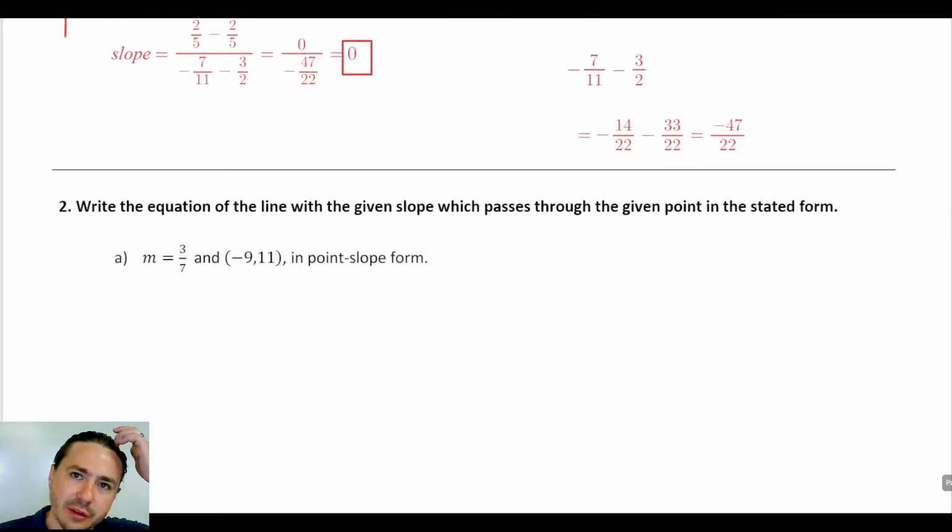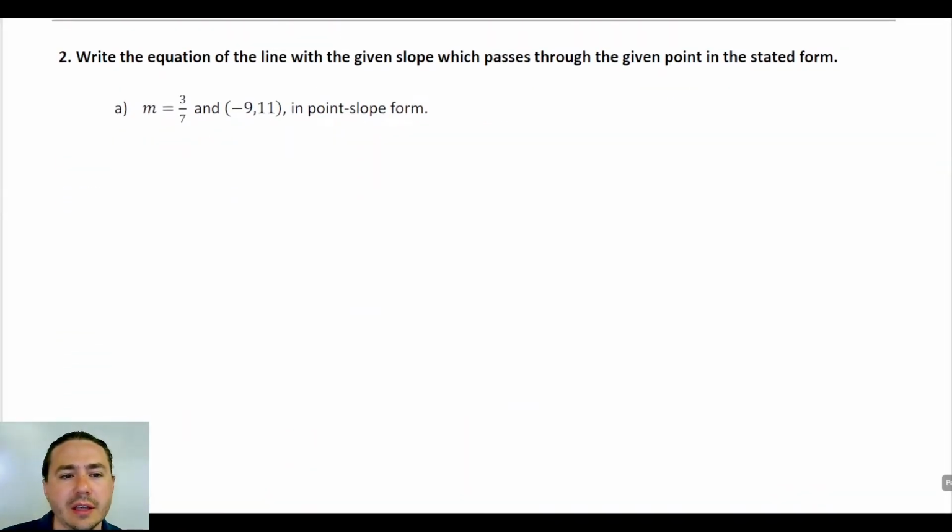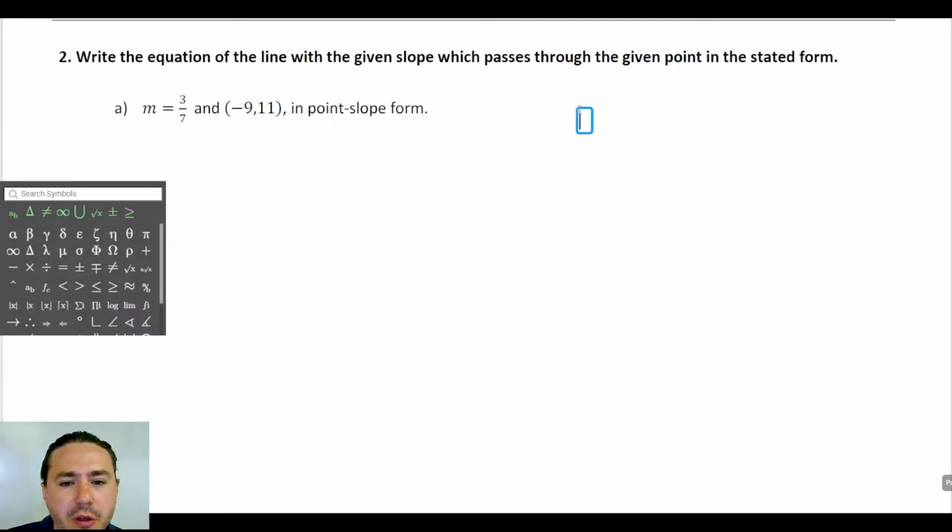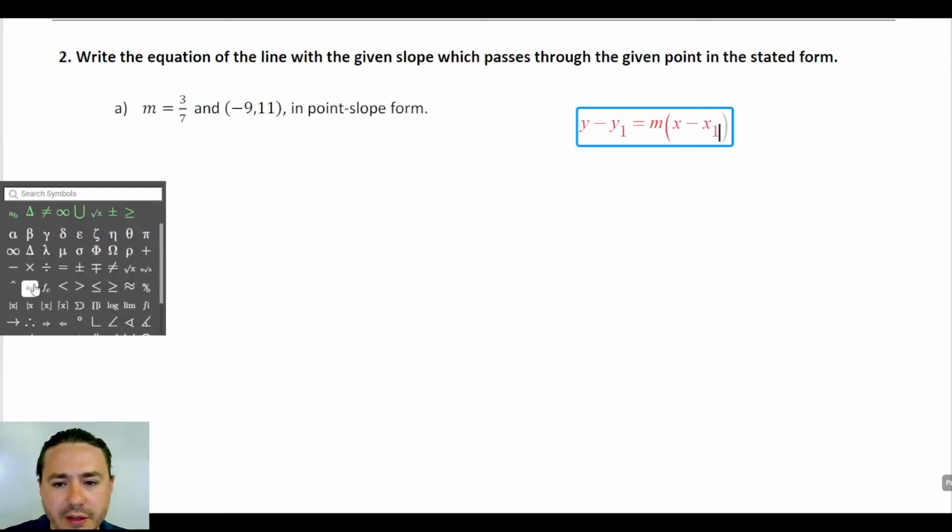This next section is going to be asking us to write the equation of the line in the specified form. Looks like point-slope form, given these different requirements. Now, just as a little reminder here, point-slope form is going to be y minus y1 equals m times x minus x1. So when you write your equation, the x and the y will just remain x and y. But what you're going to be doing is plugging in values for m and for x1 and y1.